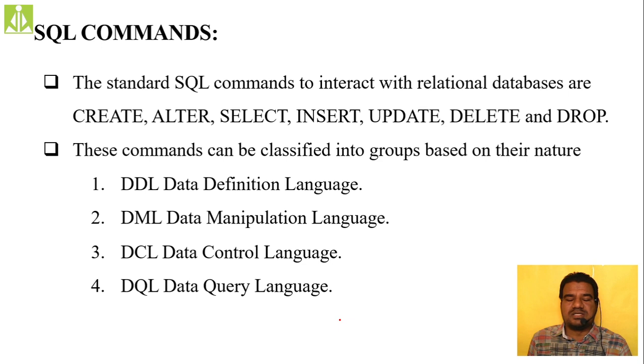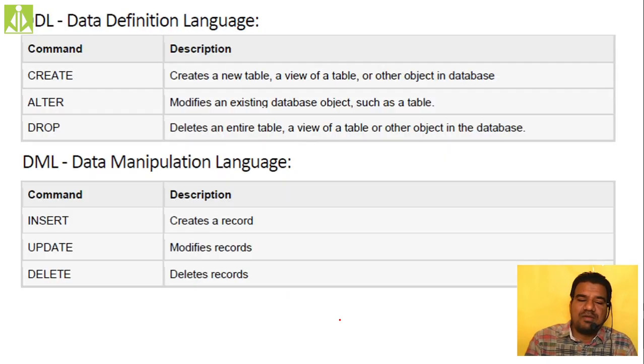Then DML commands, data manipulation language commands. First DDL, then DML, then DCL, data control language, and finally DQL, data query language. We have four different types of commands in SQL, or we can say all the SQL standard commands have been categorized into four different categories. They are DDL, DML, DCL, and DQL. So one by one we will see.